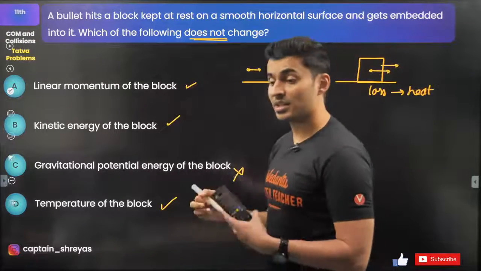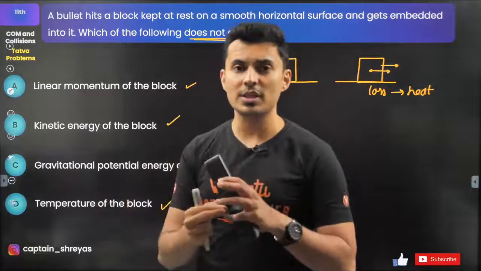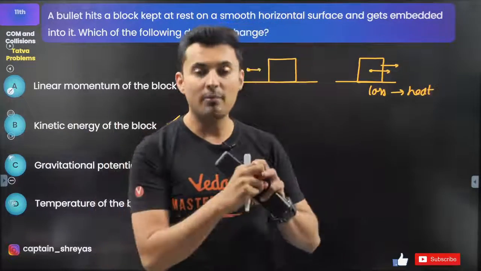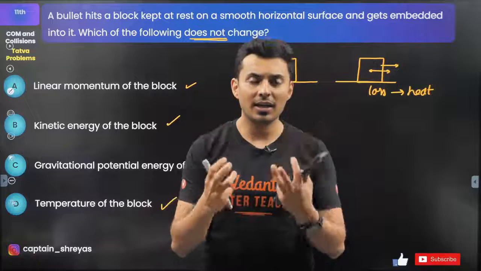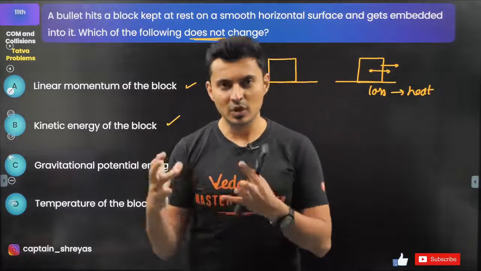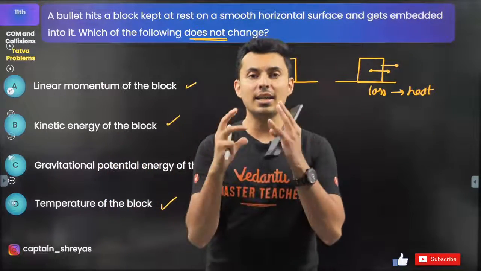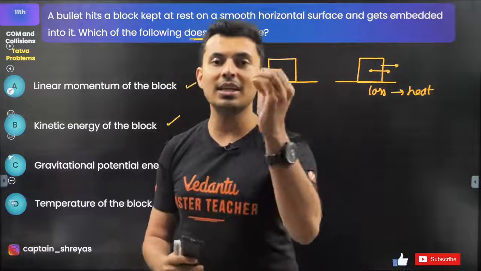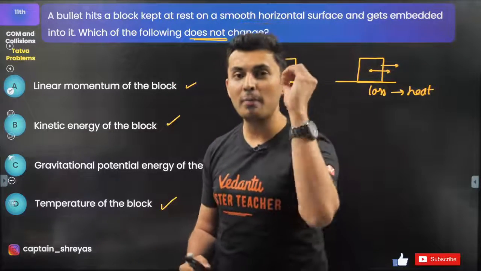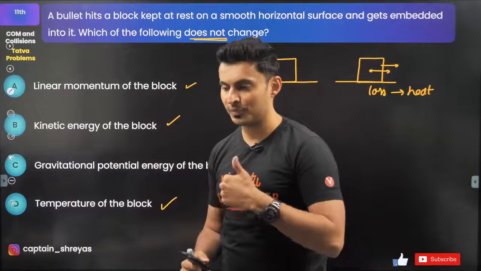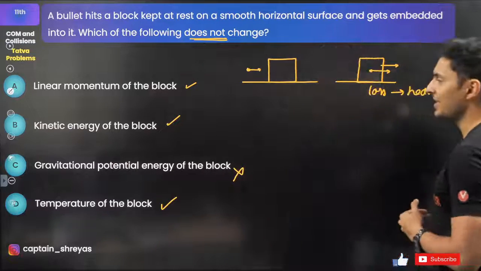Even the temperature changes. Why? Because there is deformation. The bullet gets embedded in it. So there is some kind of energy loss during that collision because it's a perfectly inelastic collision. In a perfectly inelastic collision, there is always maximum energy lost in it. Yes, Juhi, C is correct.